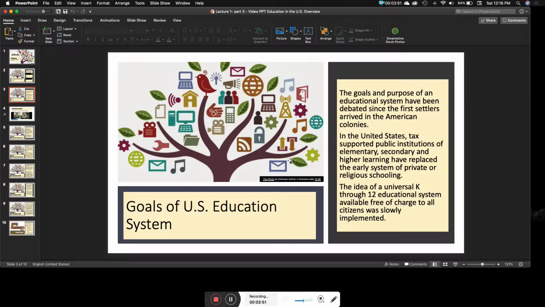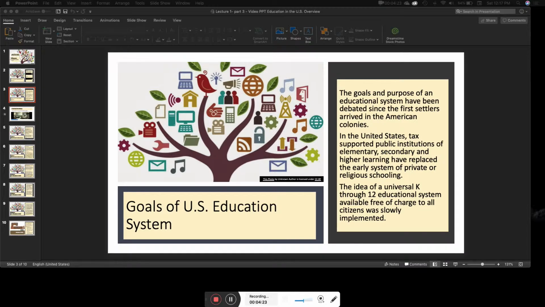So the original purposes were self-reflective, or group self-reflective, and highlighted areas of the private sector and also religious purposes. The idea of a universal K through 12 educational system available free of charge to all citizens was slowly implemented, and it did take a lot of time, because when we talk about universal education, we think about everyone, but everyone was not included. And then as populations began to change where they live and migration happened, and different notions became more important, you saw a lot of changes.